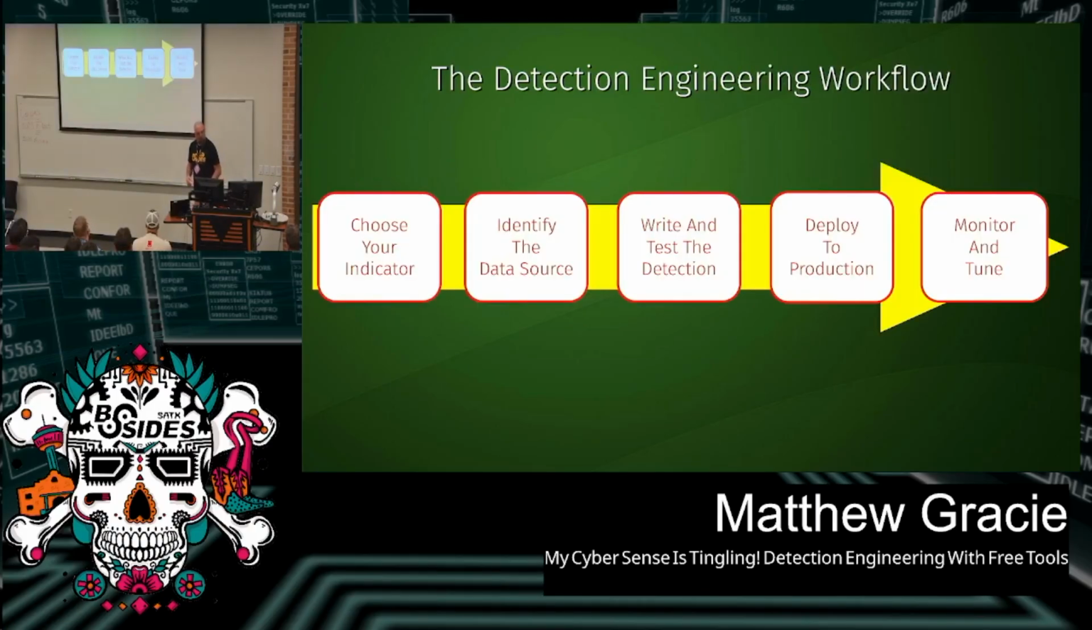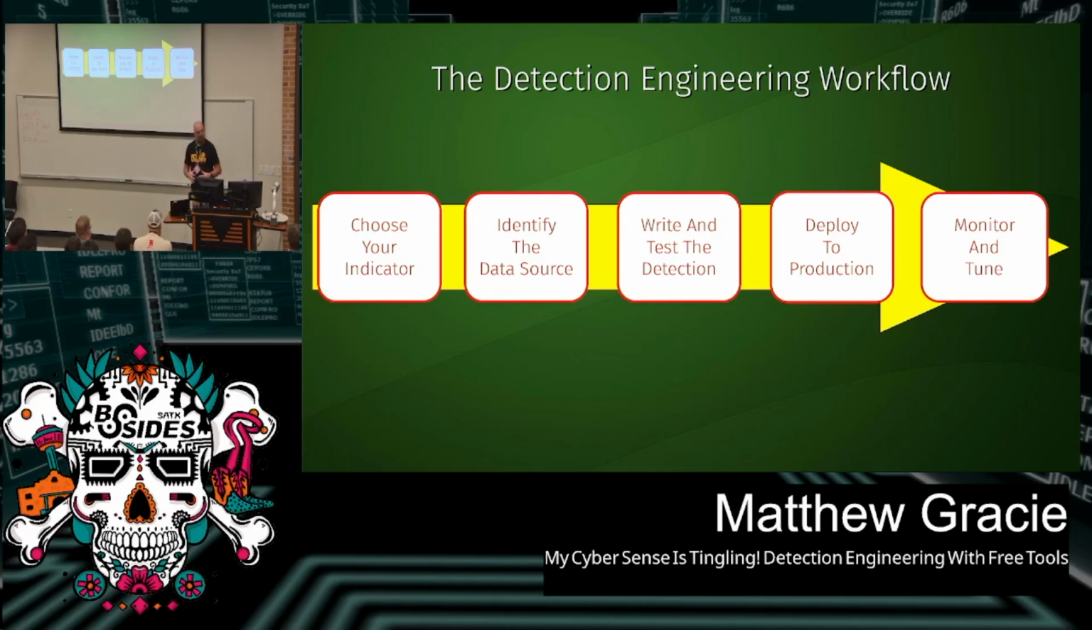So what does our workflow look like? Well, first you've got to choose your indicator, right? What are we looking for? Are we looking for a hash value? Are we looking for a flag in a network packet? Are we looking for an IP address? Are we looking for a particular digital cert that's being used to sign malware, right?